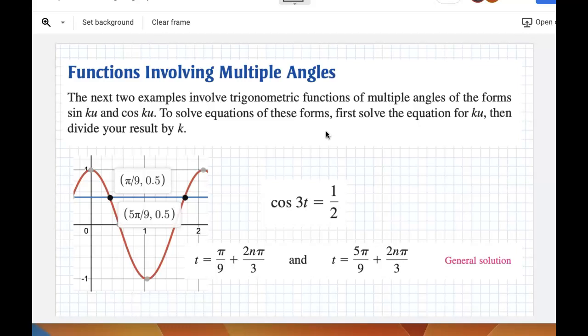What is the situation? Well, cos 3t, we've learned about that. The period of cos 3t is 1/3 the length of cosine, right? So instead of having a period of 2 pi, it's 2 pi over 3. This is the function cos 3t, or theta, and then this would be the line 1/2. And what we notice is there's a solution that pops up at pi over 9, and then there's a solution that pops up at 5 pi over 9. Neither of those is something that you would come up with in the unit circle.